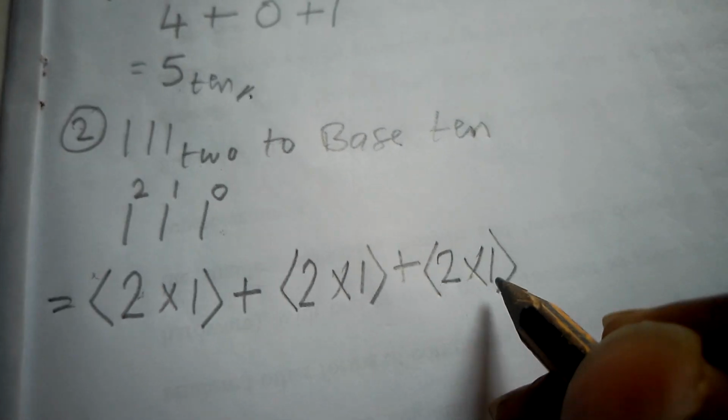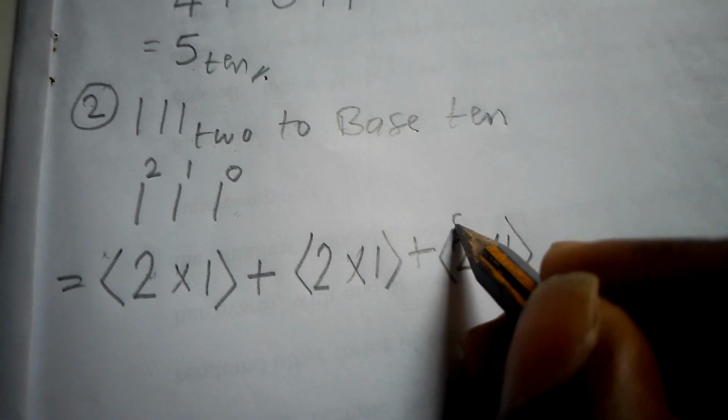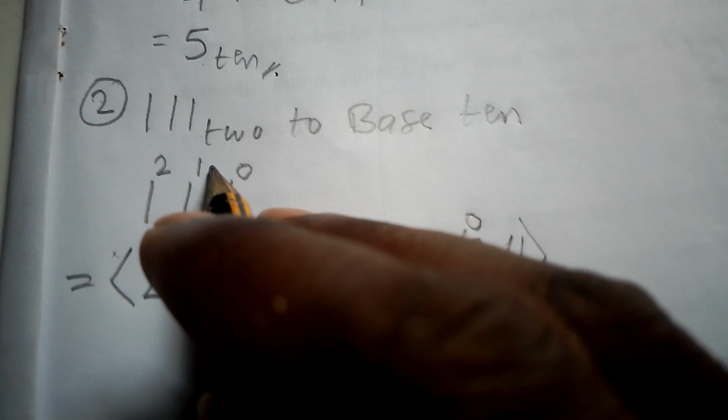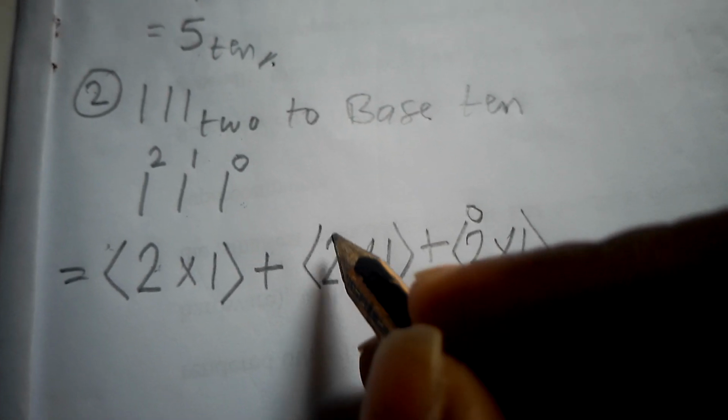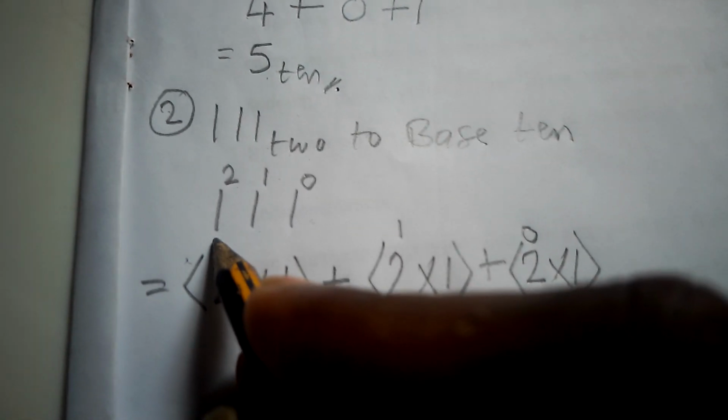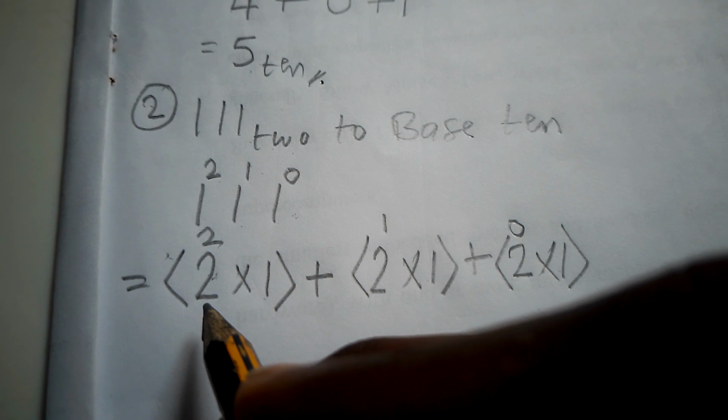Okay, so now remember, this number, this is it over here, and what is it carrying? It's carrying the power 0. So you write the power 0 on the 2. The next number, which is this over here, is carrying the power 1. So you're going to write the power 1 on the 2. And the first number, which is this over here, is carrying the power 2. So I'm going to write 2 on 2 over here.